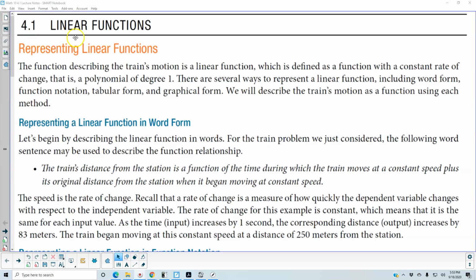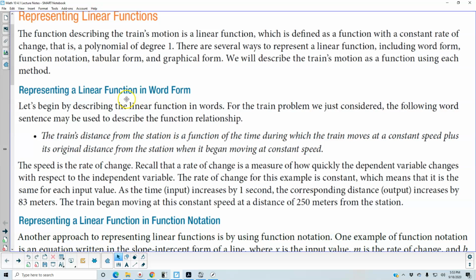Section 4.1, Linear Functions. Representing linear functions. The function describing the train's motion is a linear function, which is defined as a function with a constant rate of change, that is, a polynomial of degree 1. There are several ways to represent a linear function, including word form, function notation, tabular form, and graphical form. We will describe the train's motion as a function using each method.